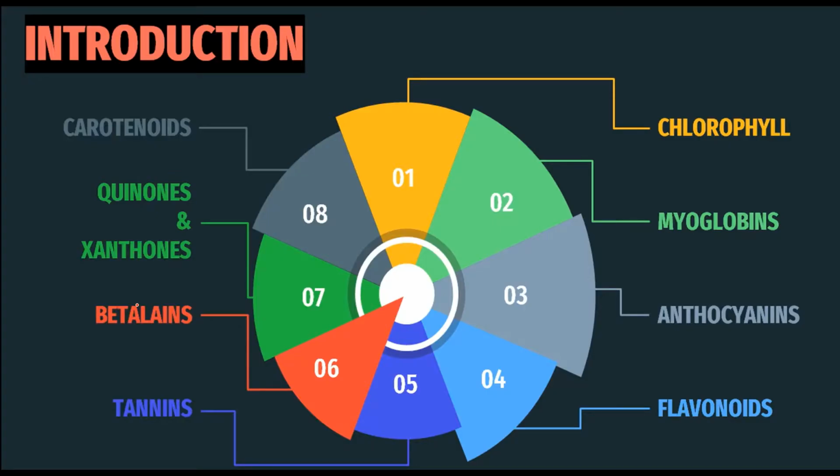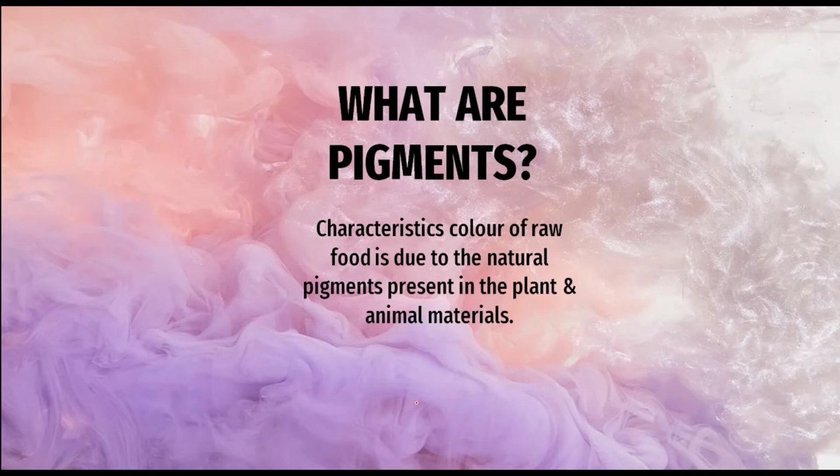These are carotenoids, quinones and xanthones, betalains, tannins, chlorophyll, myoglobins, anthocyanins and flavonoids. These are the main food pigments present in food products. So, what are pigments? These are the characteristic color of raw food, which is due to the natural pigments present in the plant and animal materials.